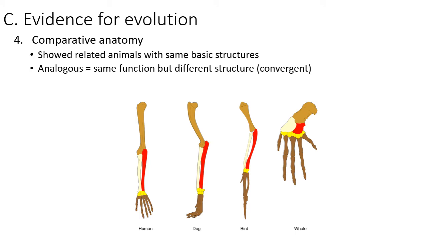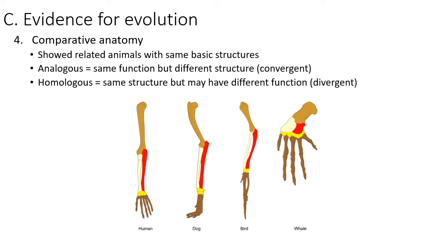All right. If they have the same function but different structure, then that would be analogous. These are homologous structures, where they have the same structure but different functions. So the whale uses it to swim, the bird to fly, the dog to run, and the human to pick things up. They're all derived from the same bone, the ulna.